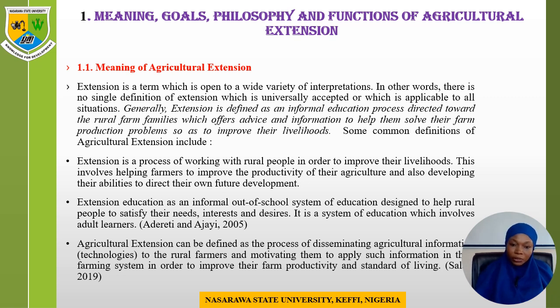Then another definition refers to agricultural extension as a process of disseminating agricultural information, that is new improved technologies, to the rural farmers, and not only disseminating the information but motivating them to apply and use such information in their farming system in order to improve their farm productivity and standard of living. So that is the meaning of agricultural extension.